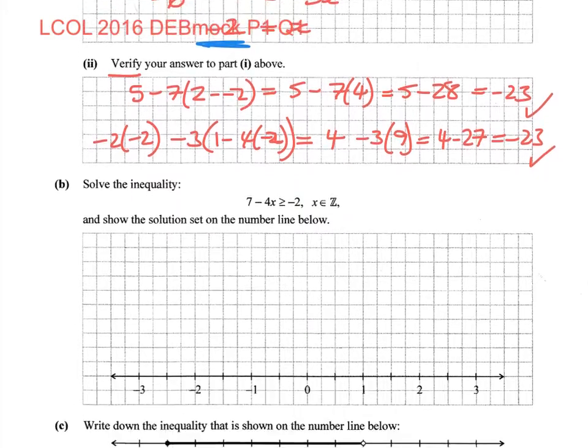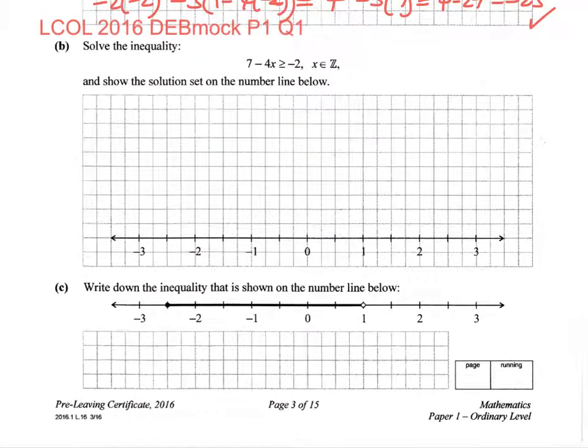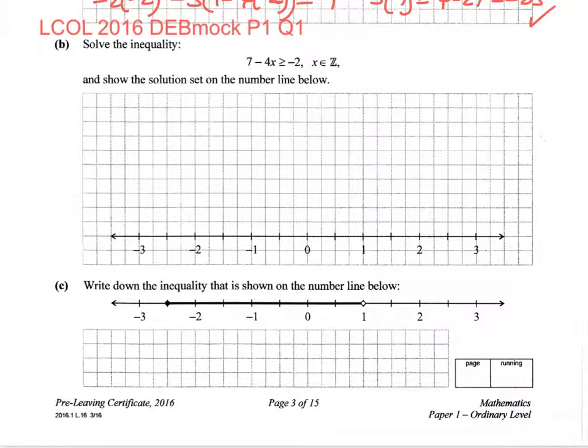Moving on to part B, solving an inequality. With these, you can tend to take a similar approach to if it was just a normal equation and just solve that inequality. The only thing you can't do is multiply both sides by a negative number or divide by a negative number. So if we just look at what we've got here, I want to get the 7 and the minus 2 somehow combined together to be a number, and I want the x's on the other side.